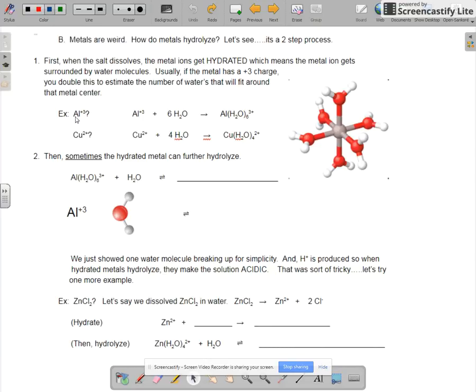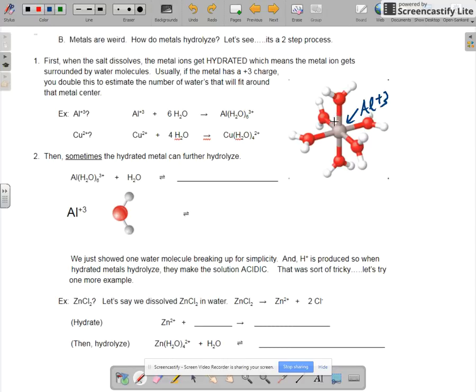Okay, so let's take a look at an aluminum plus 3 ion. If I throw an aluminum plus 3 ion in water, if you look at the charge, plus 3, you're going to put double that many water molecules around the atom center. So hydrated aluminum plus 3 has these 6 waters surrounding it. This is a drawing of what it would look like. The aluminum is here in the center, and then these 6 water molecules are surrounding it.